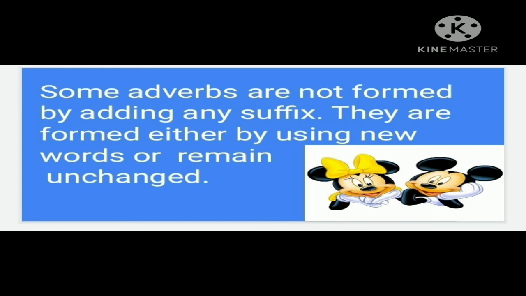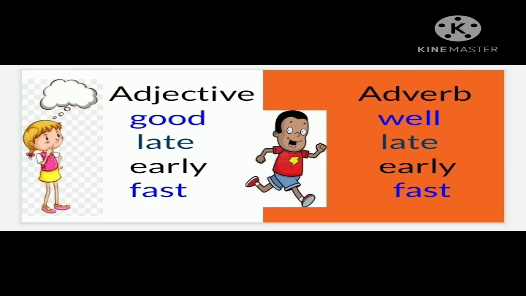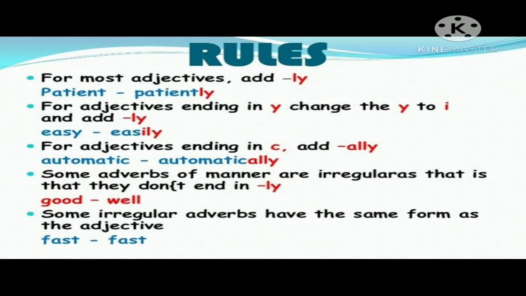Next, there are some irregular adverbs. That means no rule is applied to them. They are not formed by adding any of the suffixes. They are formed either by using a new word or they remain unchanged. For example, the adjective is good, but its adverb is well. And some of the adjectives which don't get changed and are used as adverbs also are late, early, last, and there are so many of this kind also.